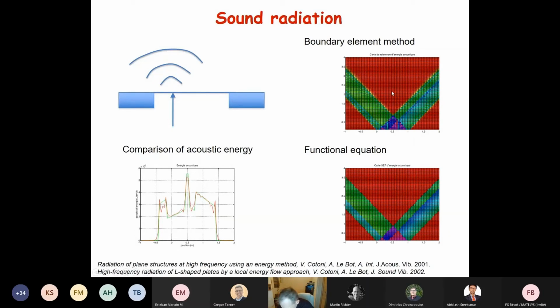On the top right-hand corner, this is the solution of the wave equation, which I call the reference solution. While on the bottom right corner, this is the solution of the functional equation. So there are two main strips of sound, which are emitted at an exact angle, which we can predict by the ratio of the sound speed to the structural speed. And then we have a triangle in which, of course, these two strips overlap, and in which the sound level is a little bit higher.